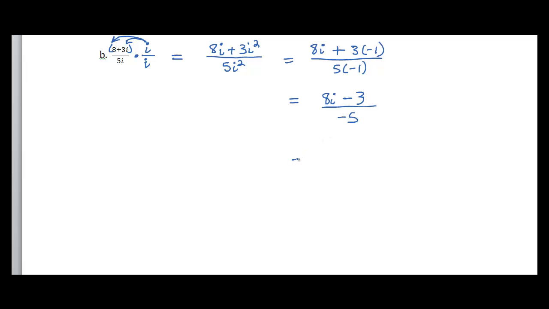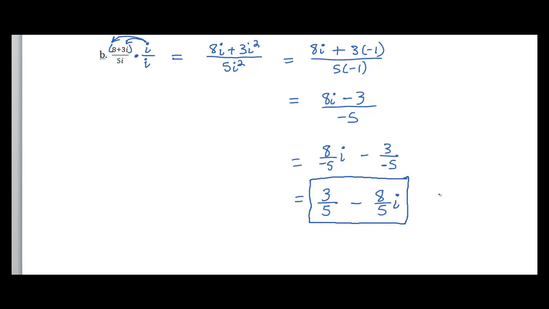Now, we've simplified this, but what we're going to want to do is write it into a plus bi form, right? So I'm going to go ahead and separate this. 8 over -5 times i, and I have a -3 over -5, okay? Of course, my real part is going to come first, right? When I have this -3 over -5, that's the same thing as a +3 over 5. And this 8 divided by -5 is a -8 over 5 times i. And so this is how I'm going to leave my answer, in a plus bi form.